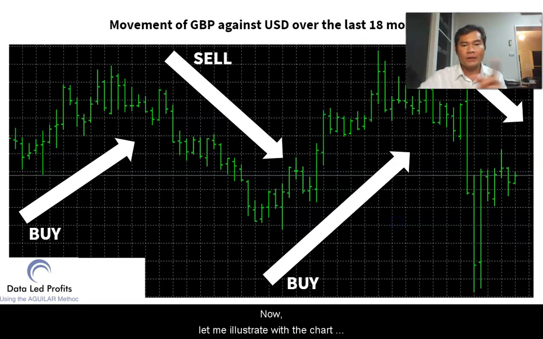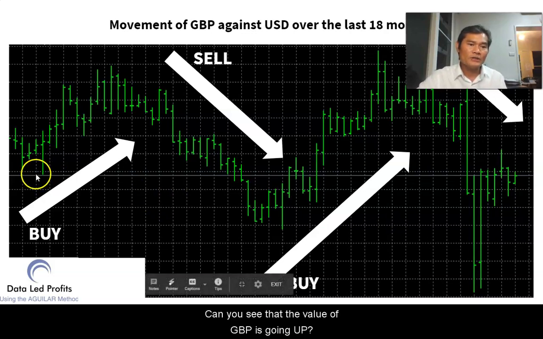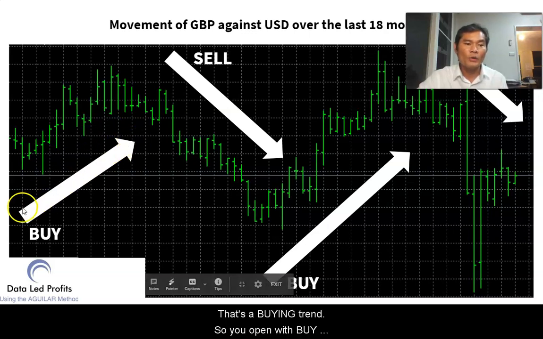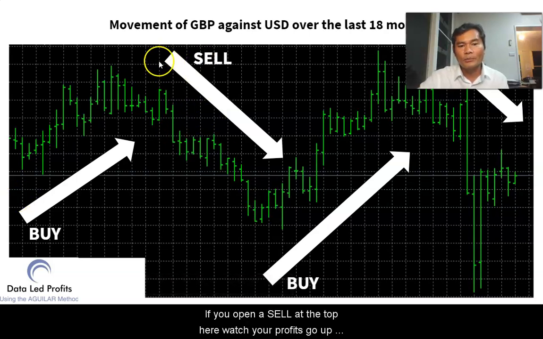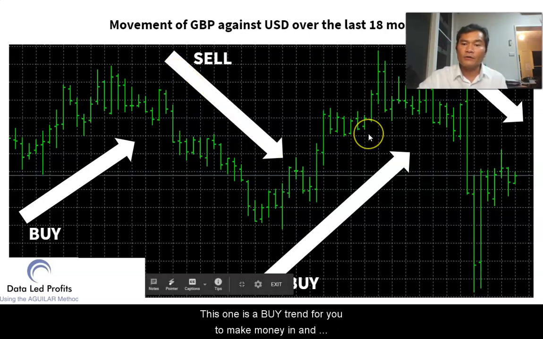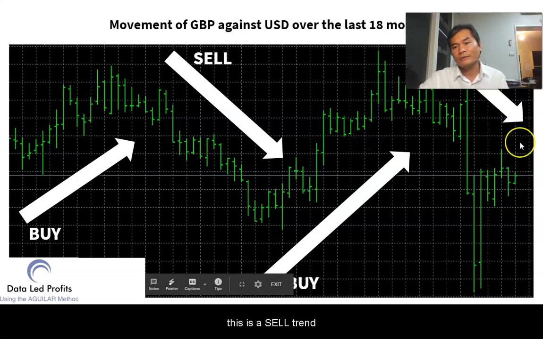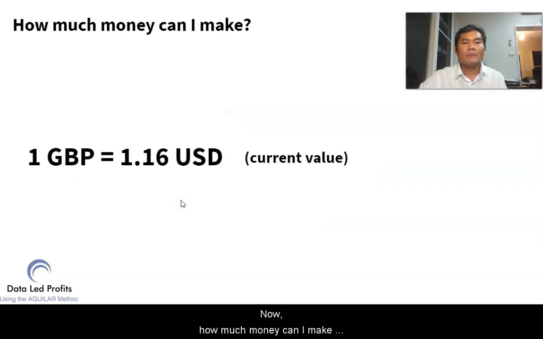Now let me illustrate with the chart or the graph that I showed you earlier. Can you see that the value of GBP is going up? That's a buying trend. So you open with a buy position down the bottom here. This one is a sell. If you open a sell at the top here, watch your profits go up as it comes down in value. This one's a buy trend for you to make money in, and this is a sell trend for you to make money in.